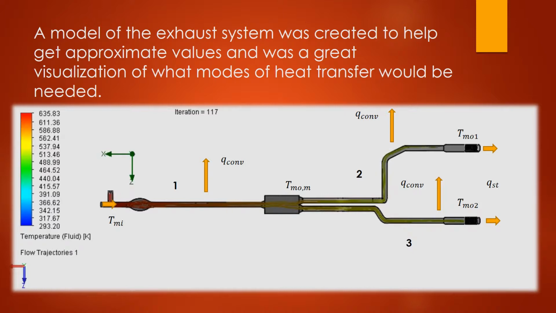As seen in the animation, exhaust enters the system at a temperature of TMI, then flows to the split right after the muffler, and exits the system at TMO 1 and 2. In order to solve this system, each section of the pipe was separated, and TMO-M was used as the average mean exit temperature for section 1 and the average mean input temperature for sections 2 and 3. Radiation was neglected due to the air velocity.